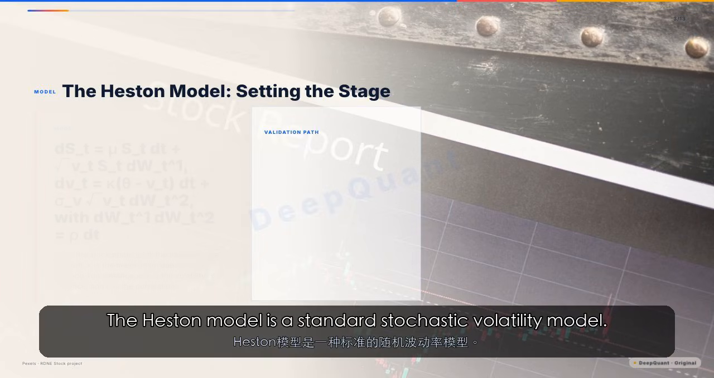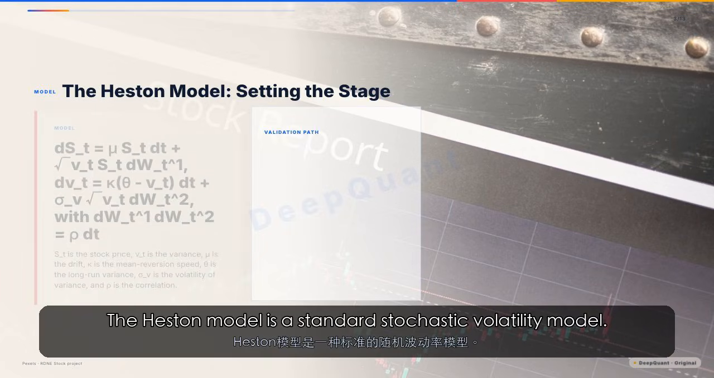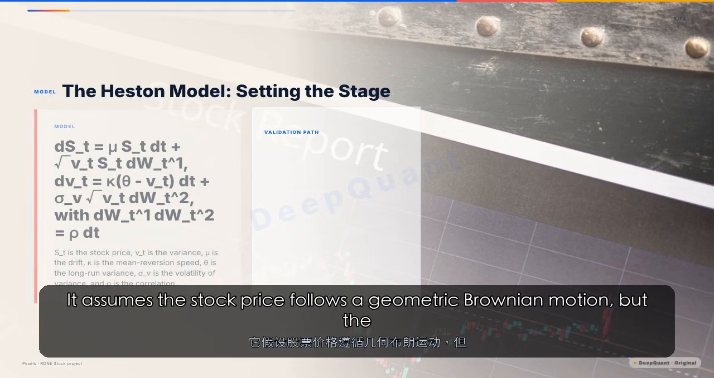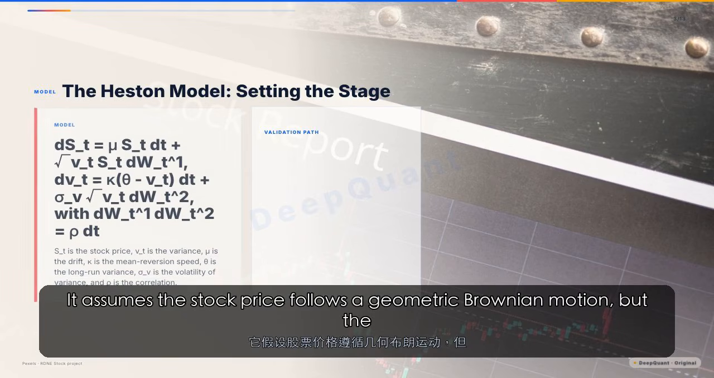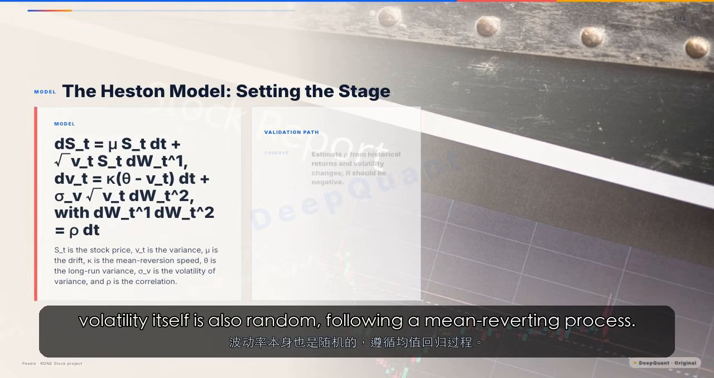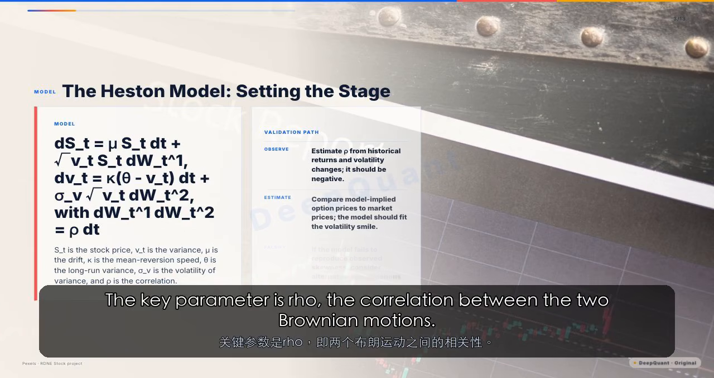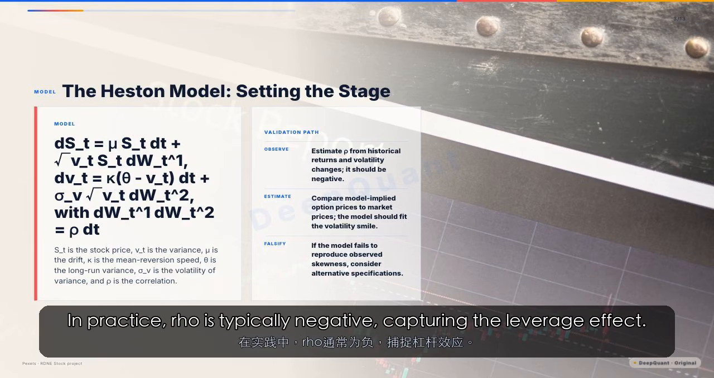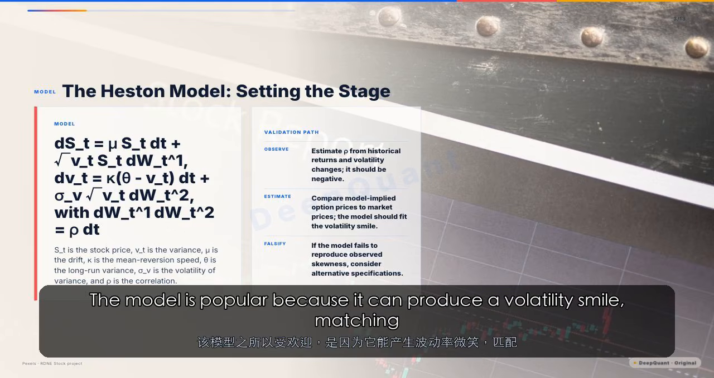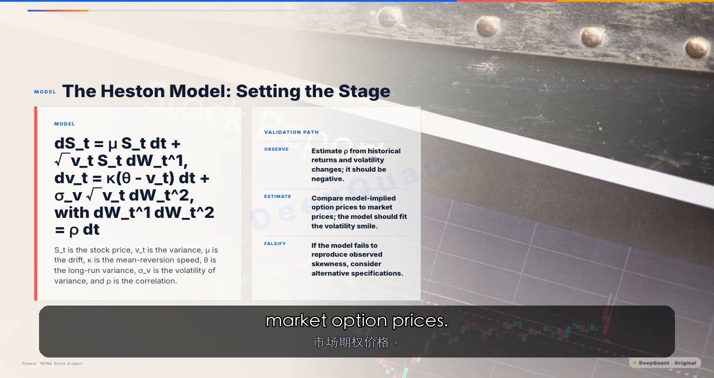The Heston model is a standard stochastic volatility model. It assumes the stock price follows a geometric Brownian motion, but the volatility itself is also random, following a mean reverting process. The key parameter is ρ, the correlation between the two Brownian motions. In practice, ρ is typically negative, capturing the leverage effect. The model is popular because it can produce a volatility smile, matching market option prices.